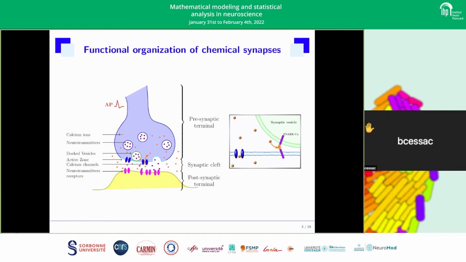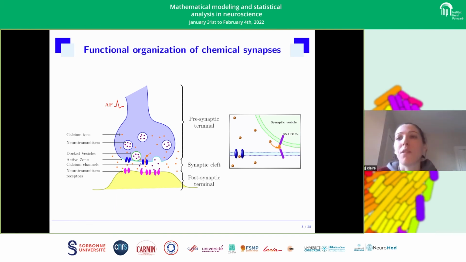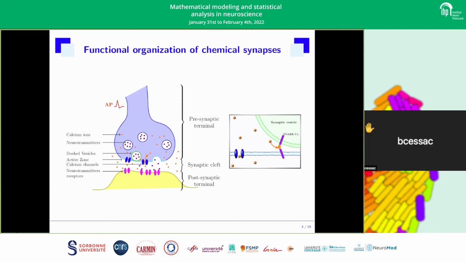So yeah, it's true that I simplified a bit by saying action potential rise and the voltage-gated calcium channels enter, but this model doesn't care that much about the action potential. It's just about representing the flux of ions entering. Yeah, thank you. Thank you very much.